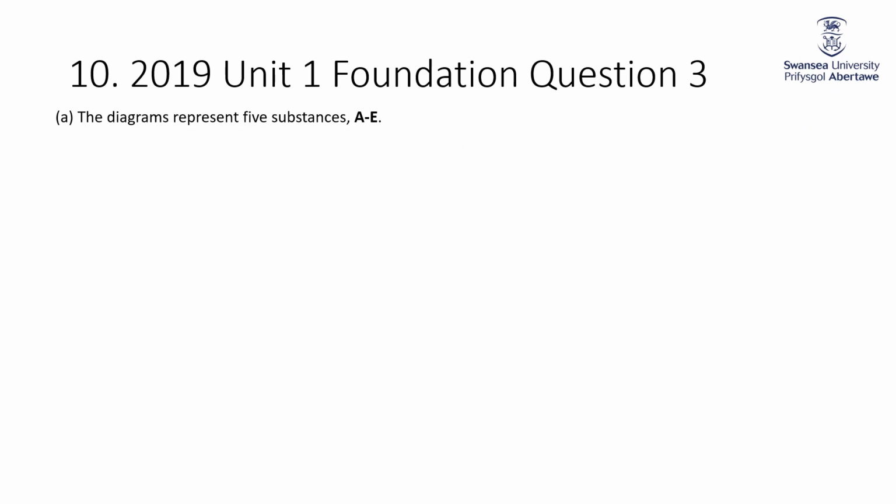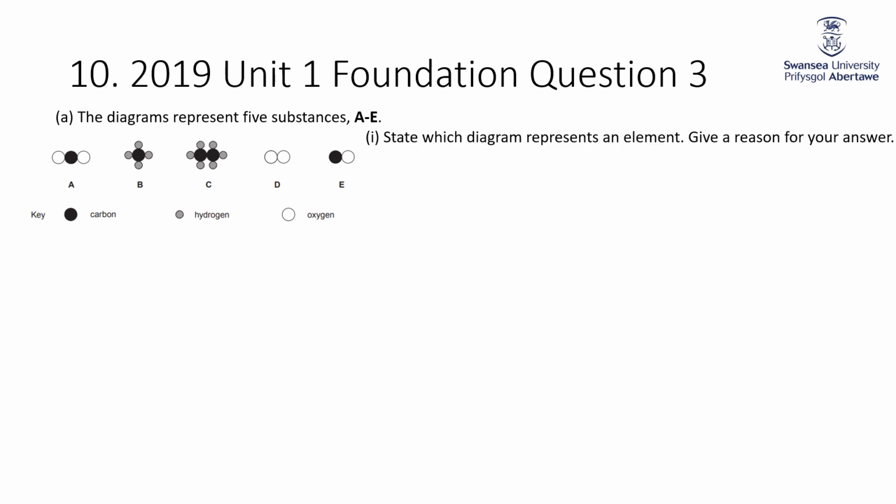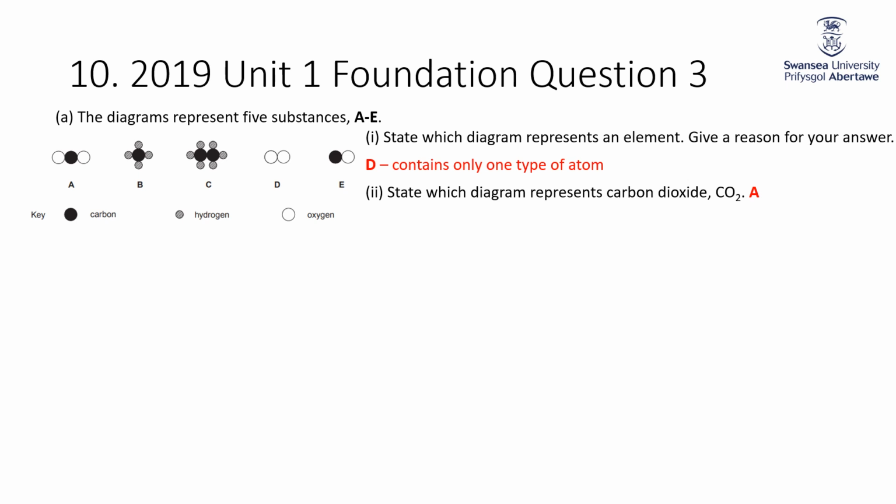Question 10 asks us about the diagrams representing 4 substances A through E. State which diagram represents an element and give a reason for your answer. That would be D, as it only contains 1 type of atom. In the second part, state which diagram represents carbon dioxide. That is A. There's 1 carbon and 2 oxygens.